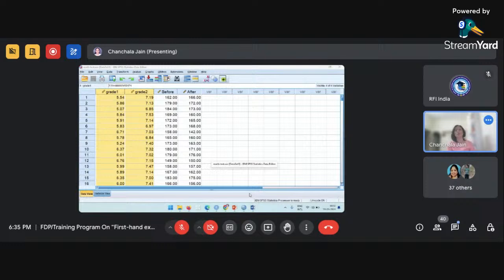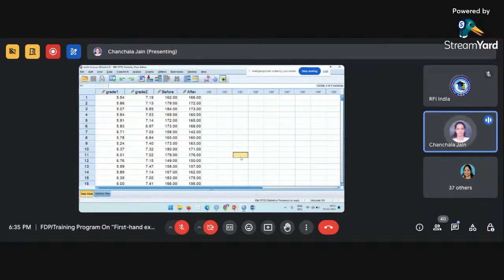So now I think I am again on the data. Firstly, you need to check that the dependent variable should be continuous in nature. So we are having the grades. We can say these grades are in terms of numbers.